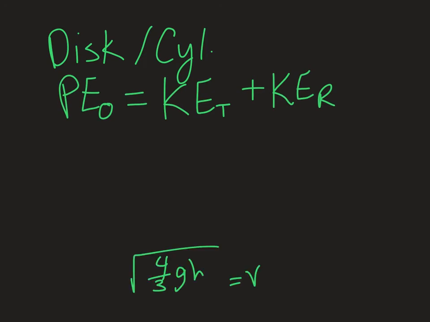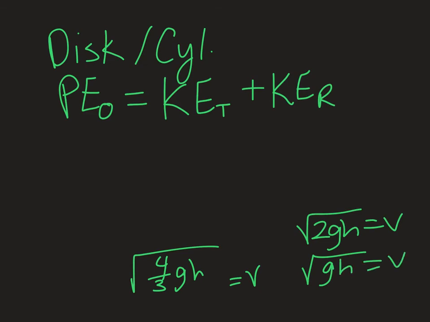After some algebra, you should hopefully find that the velocity of the cylinder at the bottom of the ramp will be the square root of 4/3 times gravity times the height that it started at. So the cube's velocity was the square root of 2gh, and our hoop's velocity was the square root of gh. 4/3 would fall between these, greater than 1, less than 2, and so it would come in second place: cube first, disk second, and our hoop or our ring third.